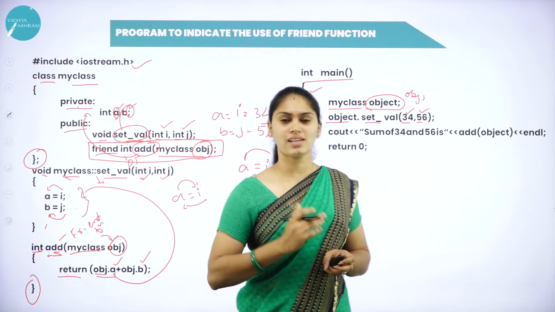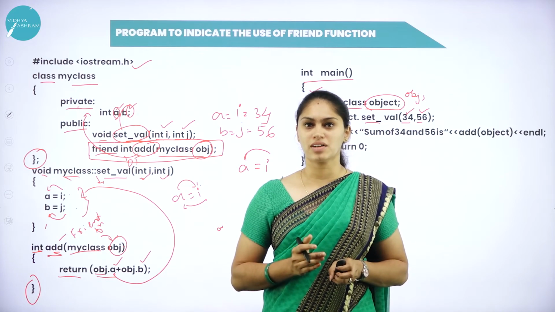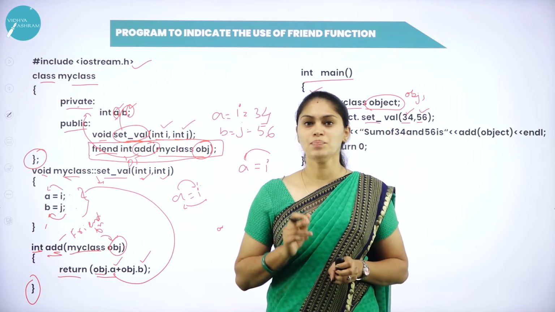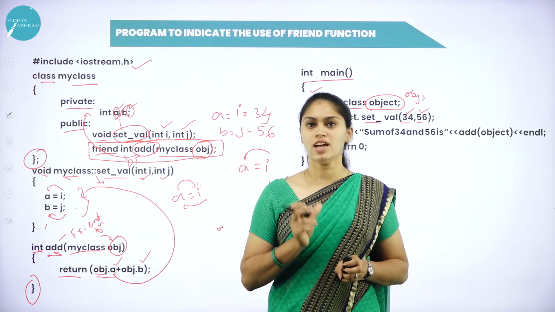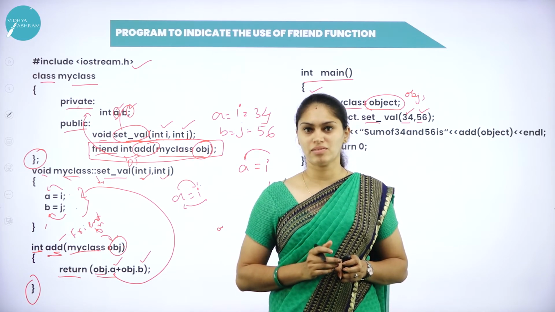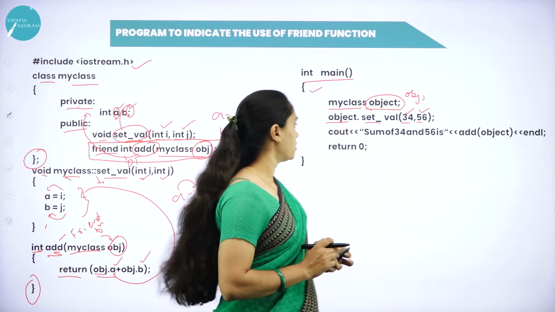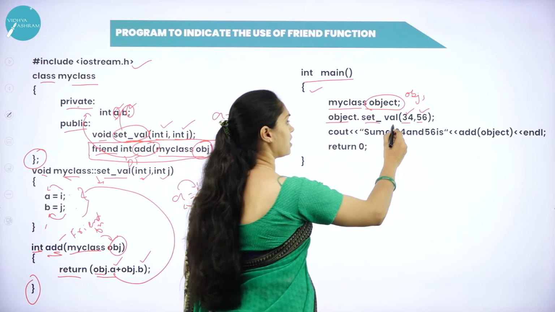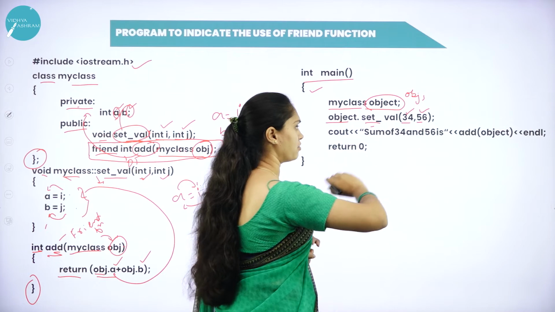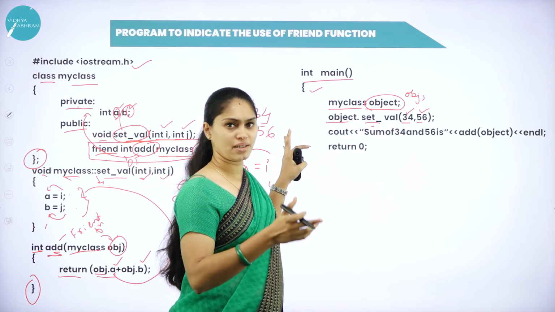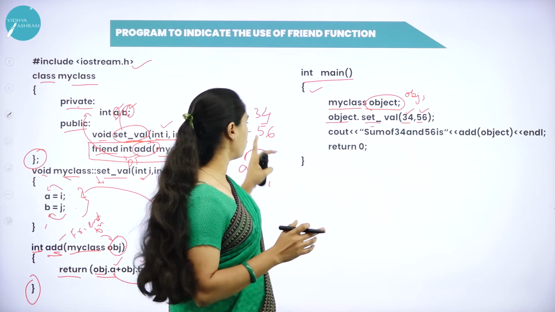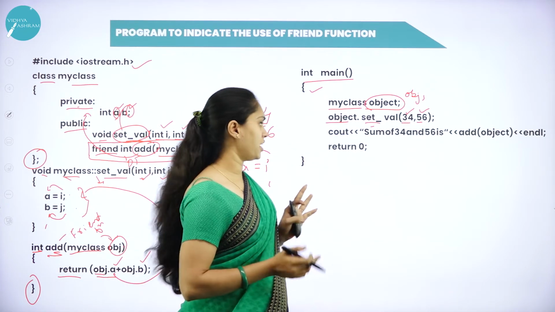We cannot access them directly with the help of a friend function, but if I want to access the private member of a class, then I need to use the syntax like object name dot member data name. After that, the values 34 and 56 will be set to i and j. That i and j is nothing but a and b. So the value of a will be 34 and the value of b will be 56.